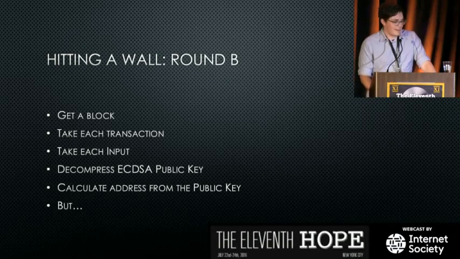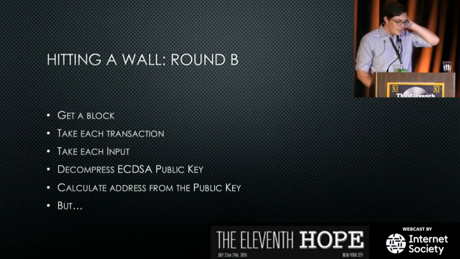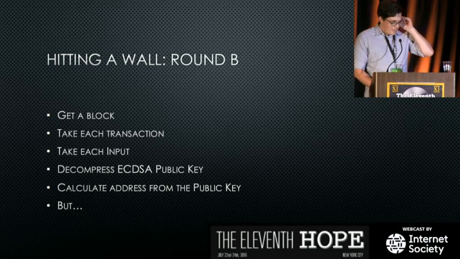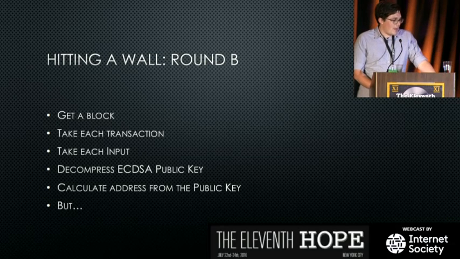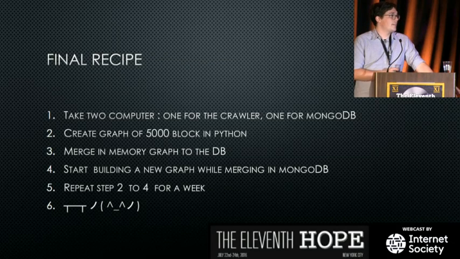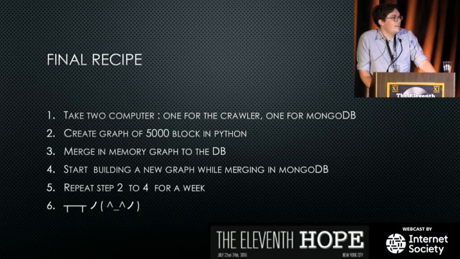Round B. Okay, now I have to optimize the code and find another method of calculating the addresses. I did something that seemed to work, but all the addresses it generated do not exist in real life. So I had a problem somewhere. And finally, I was able to do something. The final recipe here was: I need two computers.